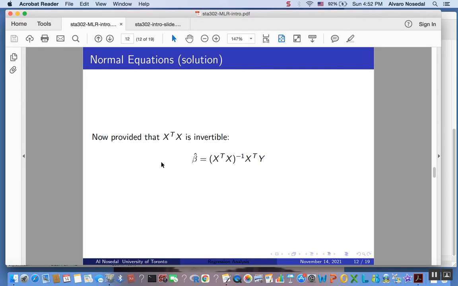Okay? So the only difference from what you did before and what we're doing now is the dimension of the design matrix. Before, instead of having 3 columns, you had 2, right? But very similar.